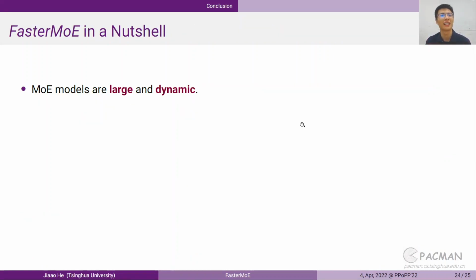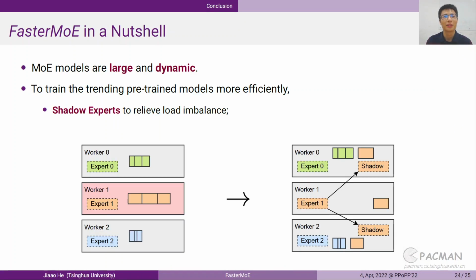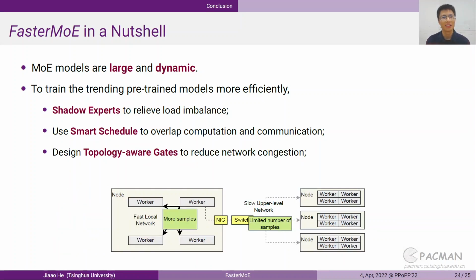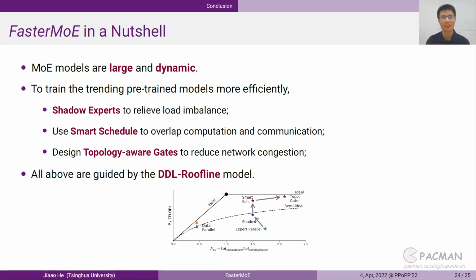Finally, let's conclude the system in a nutshell. The MoE models are large and dynamic. To train the MoE models with higher efficiency, we first introduced expert shadowing to relieve the load imbalance situation. Then we use the smart schedule to overlap the computation and communication. Then we design a topology-aware gate to reduce congestion in the network. And all the above optimizations are guided by our DDL roofline model.